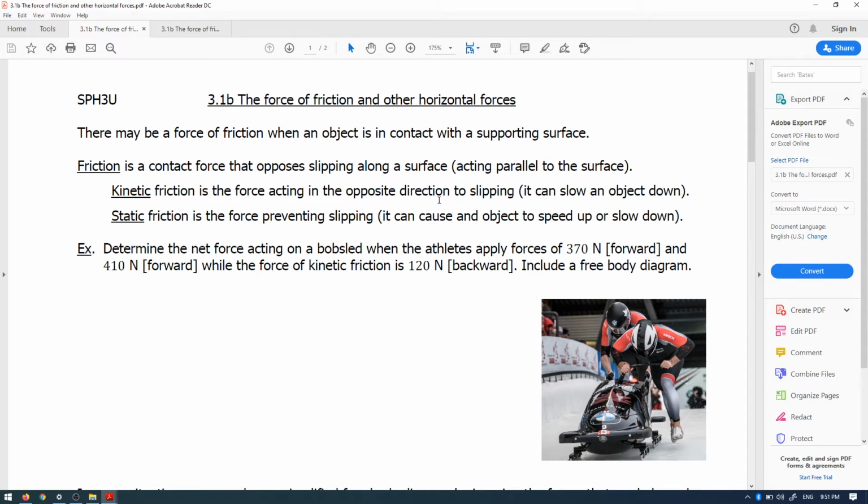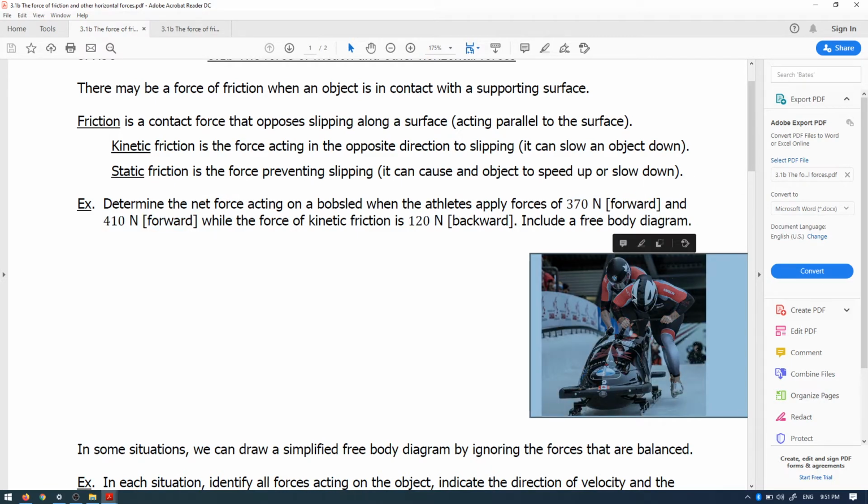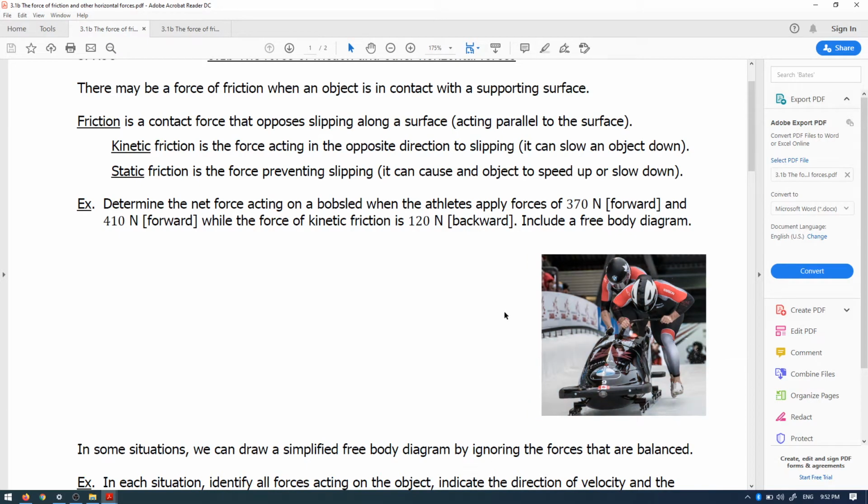So in this first example, we're asked to determine the net force acting on a bobsled when the athletes apply forces of 370 newtons forward and 410 newtons forward. If you notice, there's two individuals here, 1 and 2, and they're each pushing on the bobsled. That's why you have two forces that are forward. Meanwhile, there's a force of kinetic friction, which means that this bobsled is already moving and it's in the opposite direction to the motion. Whenever you have kinetic friction, it would be opposite to the motion, and static would be in the direction of the motion.